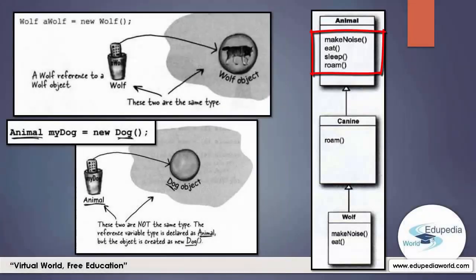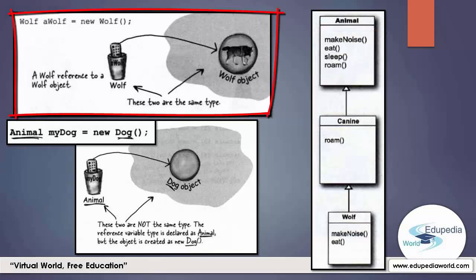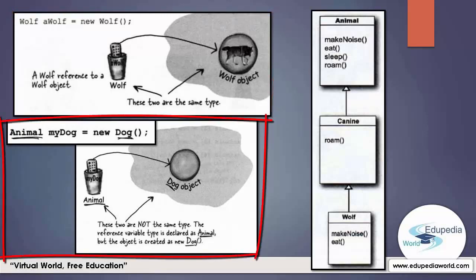We have put the common protocol for all the animals in the animal superclass, the 4 methods that we want the world to know all the animals have: make noise, eat, sleep, and roam. And we are ready to start making new wolves. Therefore, we know that we can have a wolf reference to a wolf object like in this illustration, and also we know that we can have an animal reference to a dog object. We covered that part in the polymorphism episode.